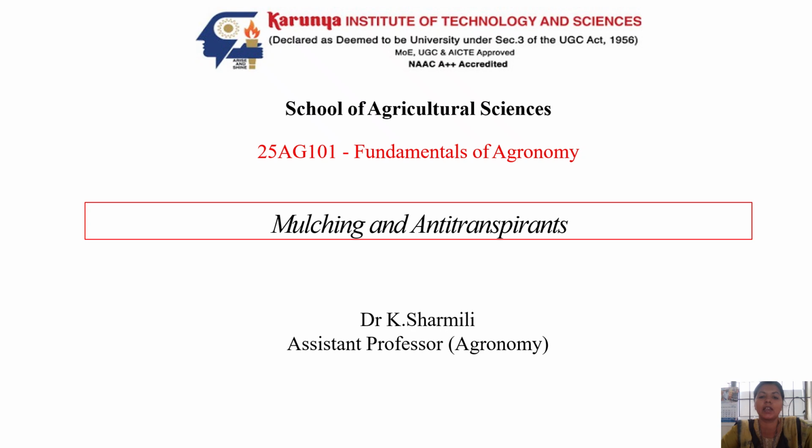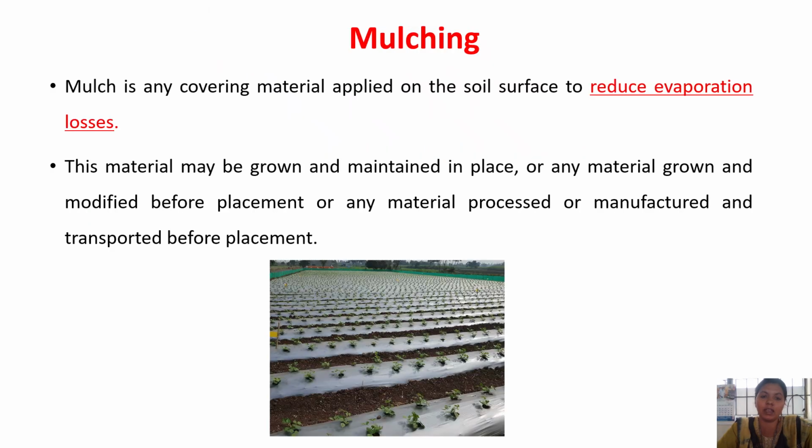So in this lecture, we will see the meaning and the types of mulching and anti-transpirants, and the advantages and uses of mulching and anti-transpirants in agriculture. So, as I said, mulching is any covering material which we apply on the soil surface to reduce evaporation loss, because in dryland agriculture, evaporation and transpiration are the main ways in which a large amount of water is lost. So, to control this, one of the basic methods is mulching.